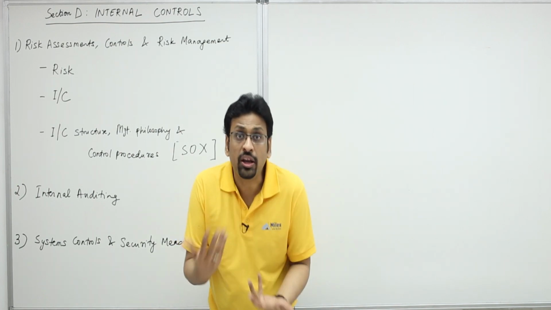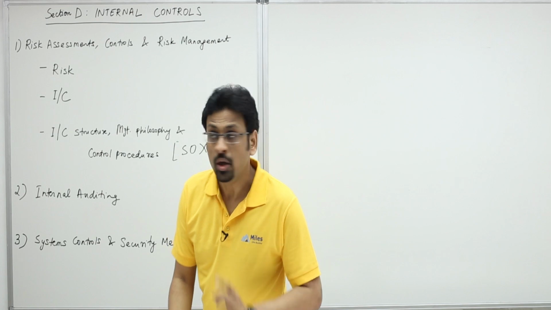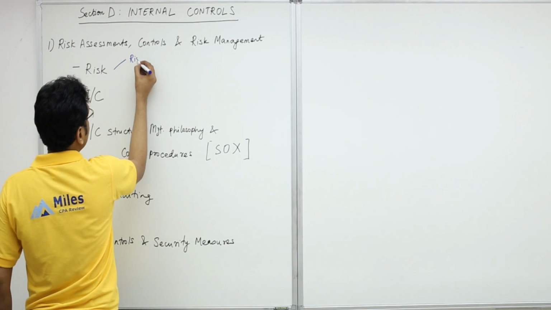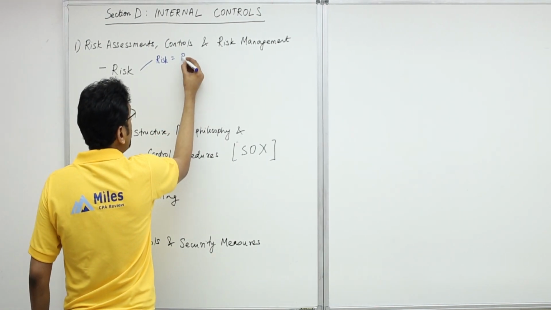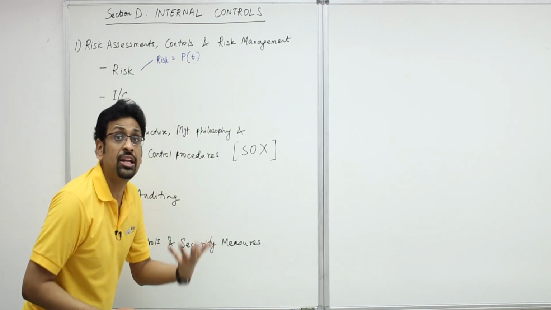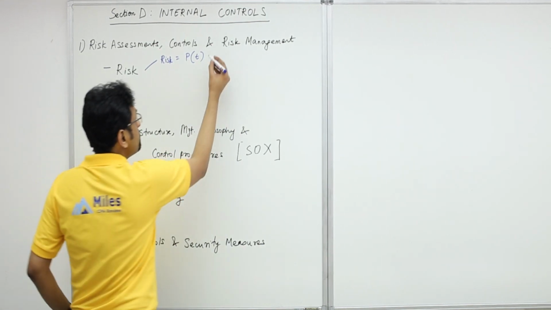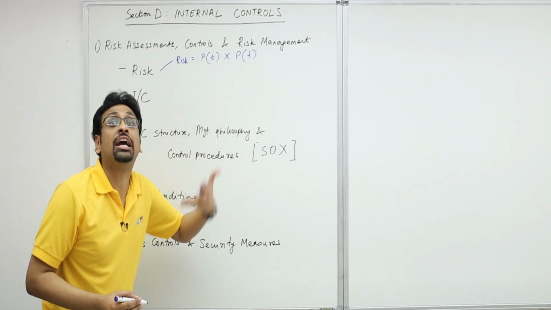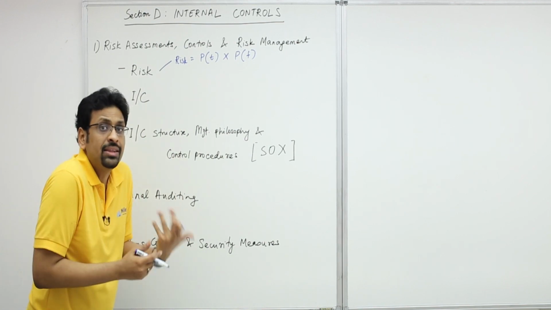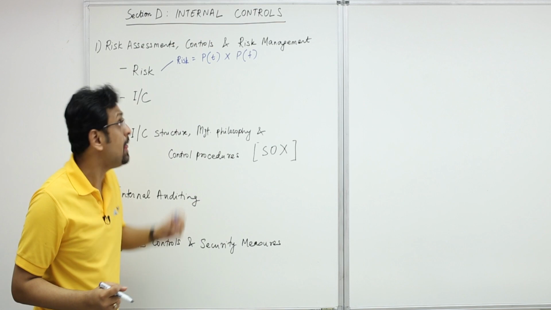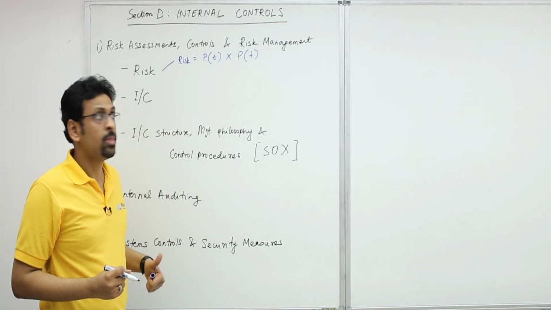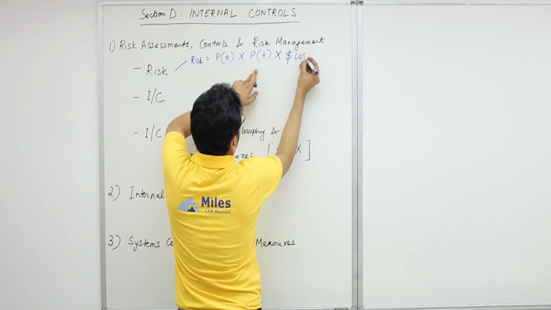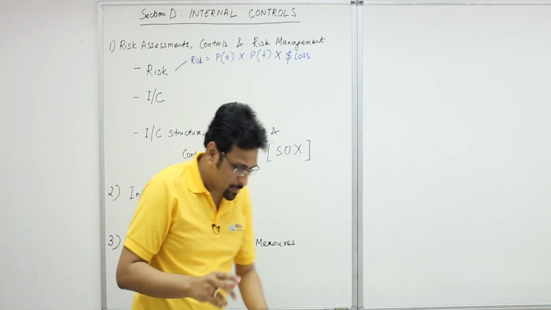Now, let's try to quantify risk by using a formula. So, we could use this formula for risk. We could say that risk is equal to the probability of a threat to occur multiplied by the probability of the failure of controls. I told you controls help to reduce risk, but if those controls fail, that increases risk. So multiplied by the dollar amount of loss.